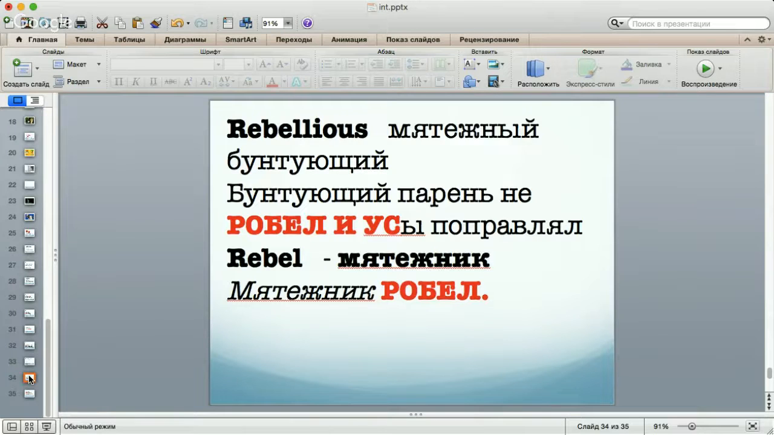And so rebellious, as you can understand, is an adjective. And rebel is a noun, but it has absolutely the same meaning. And you have got there the Russian translation and the examples in Russian. Okay.